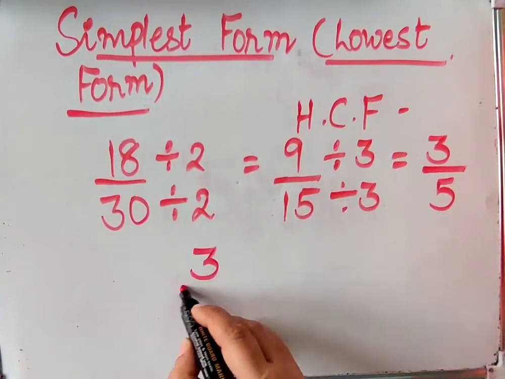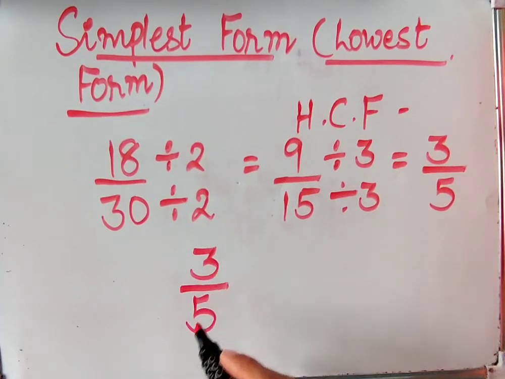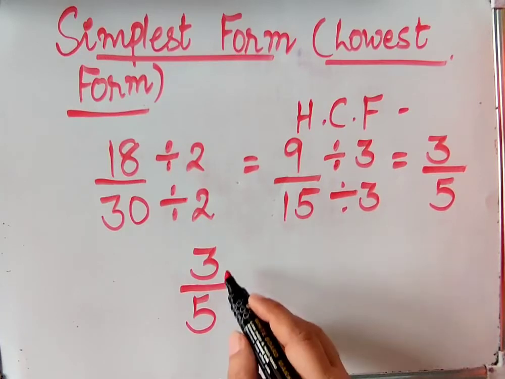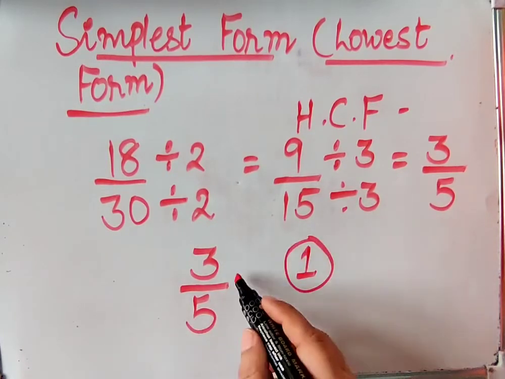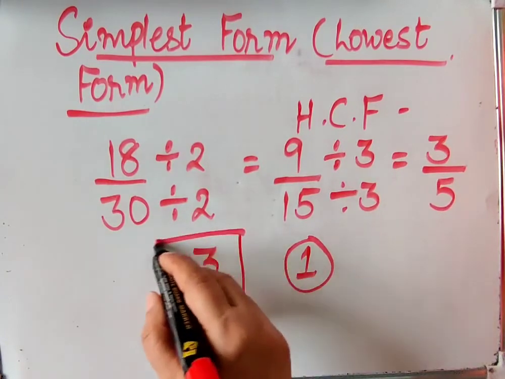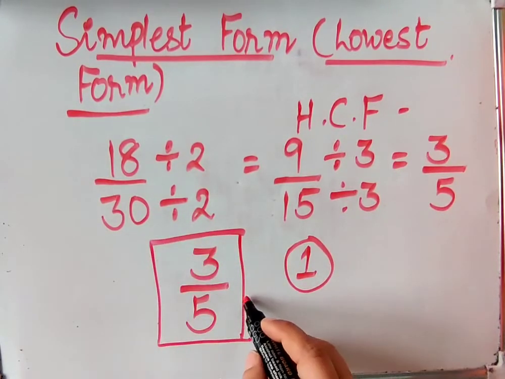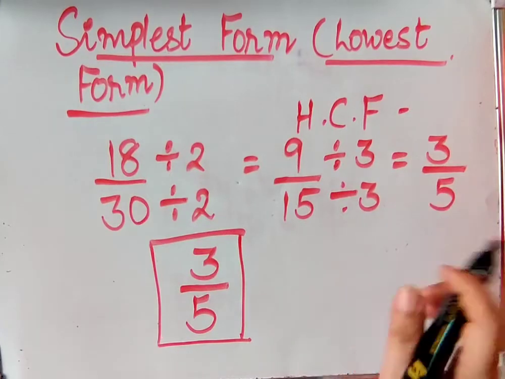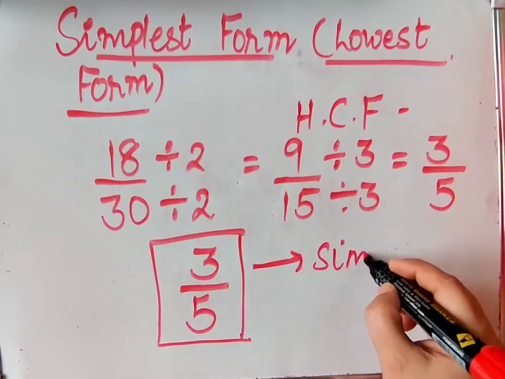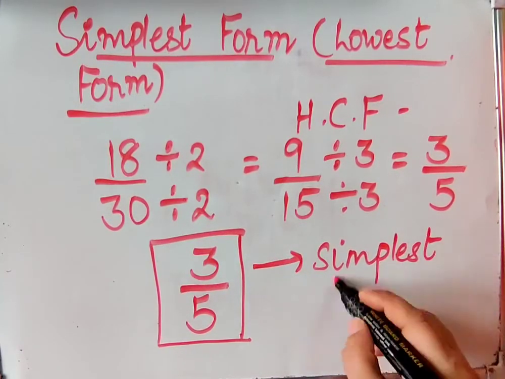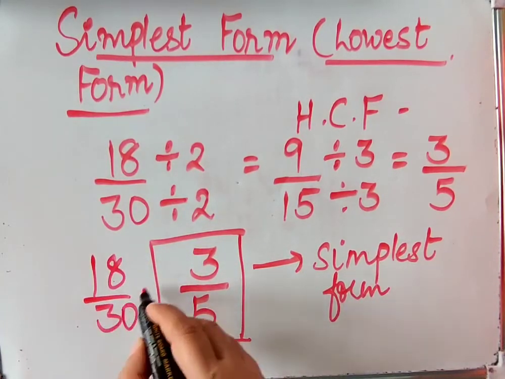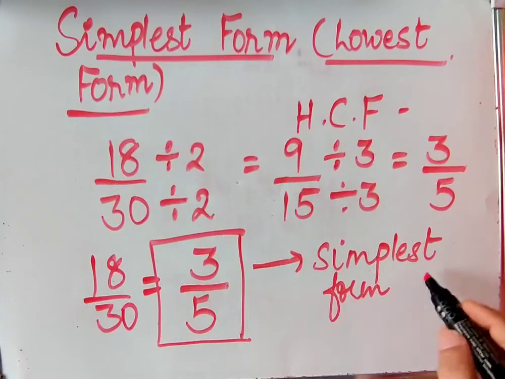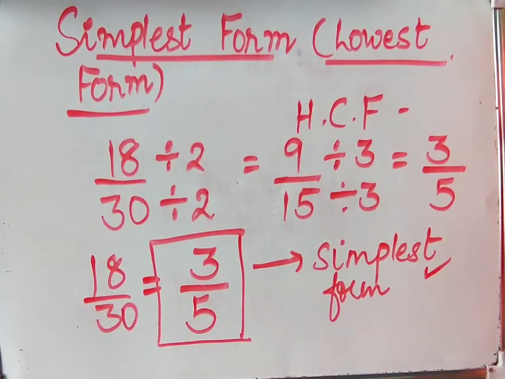Now I am left with 3 by 5 and I will check if 3 by 5 have something in common. But I see that the highest common factor of both these numbers is only 1. They can both be divided only by 1. Thus 3 by 5 is the required form, the simplest form, and it is my answer. Thus 18 by 30 is equivalent to 3 by 5 in the simplest or lowest form.